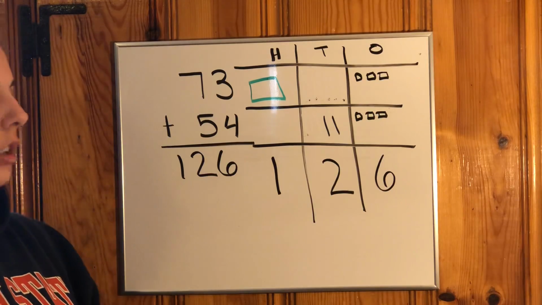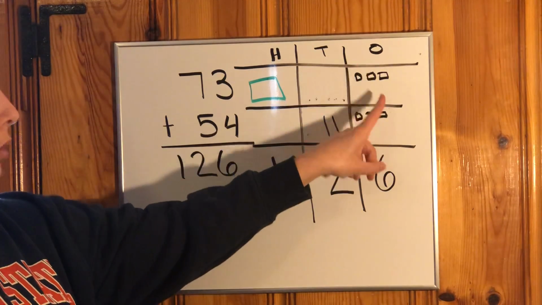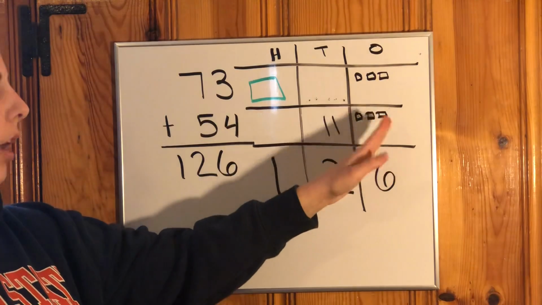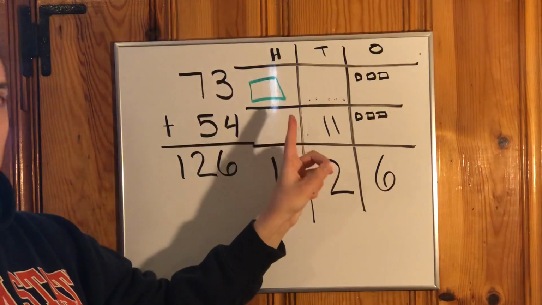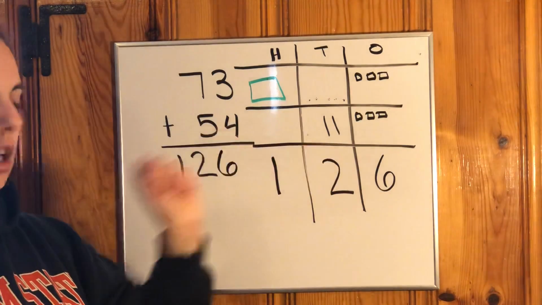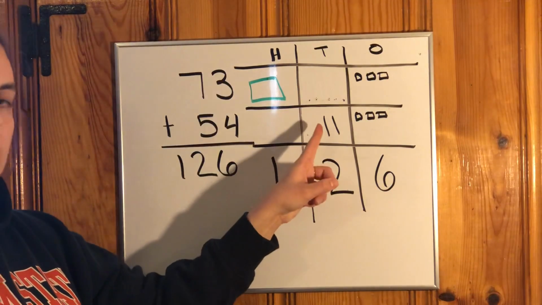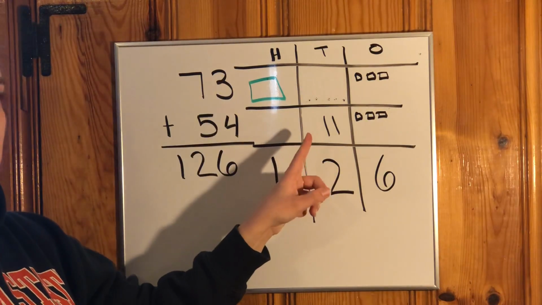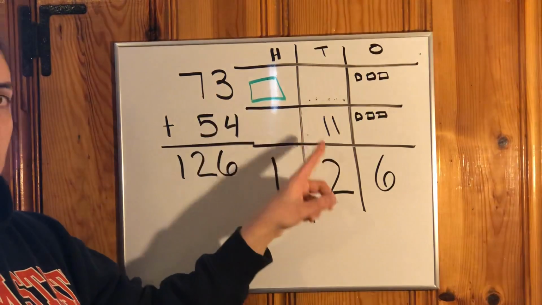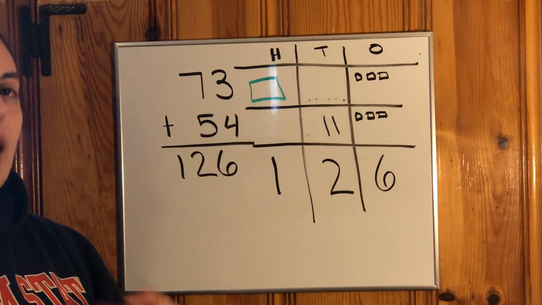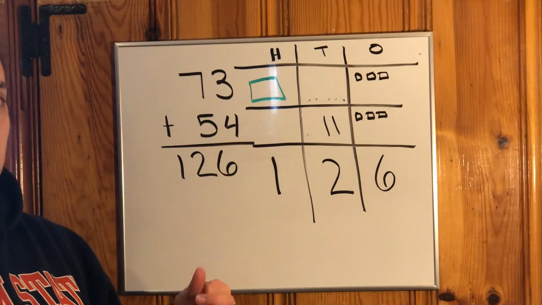So remember, if you have 10 ones in the ones place, you're going to take them away and trade it in for a tens rod. Same thing is true if you have 10 tens in the tens place. You're going to take them away and trade them in for a hundreds flat. 10 or more, you have to regroup.